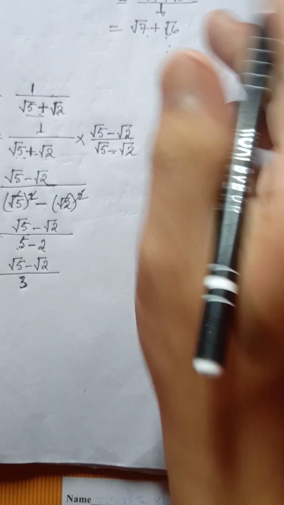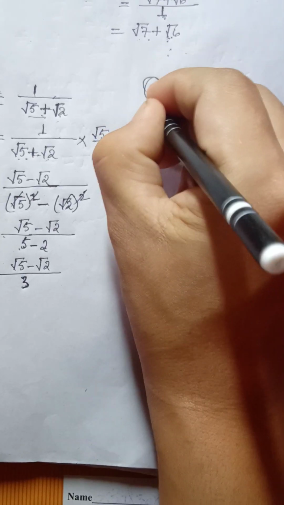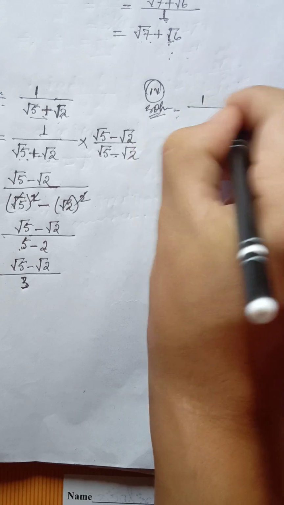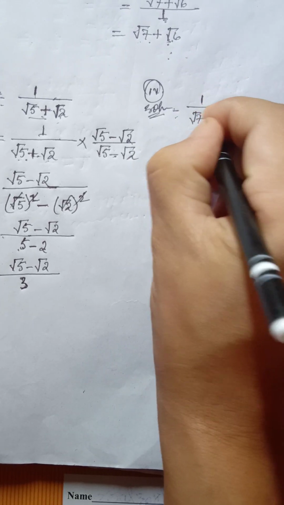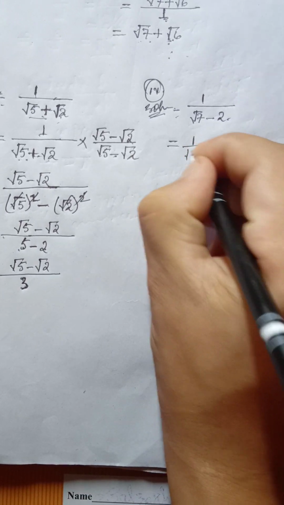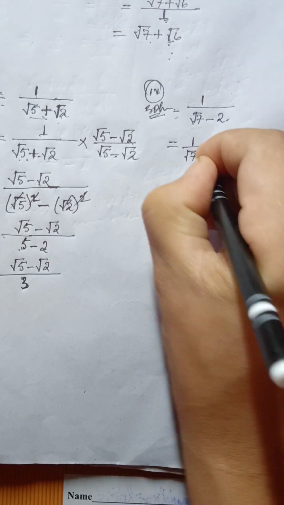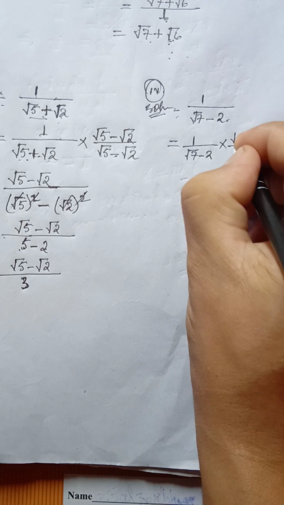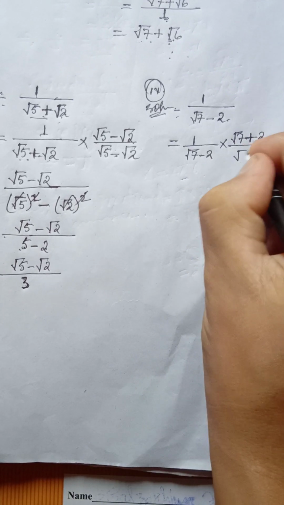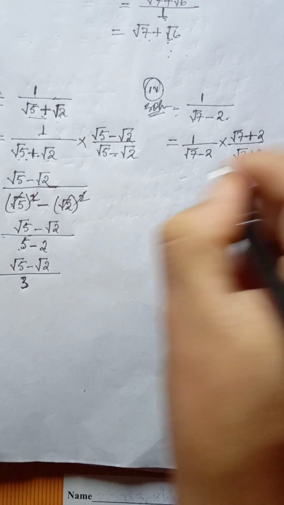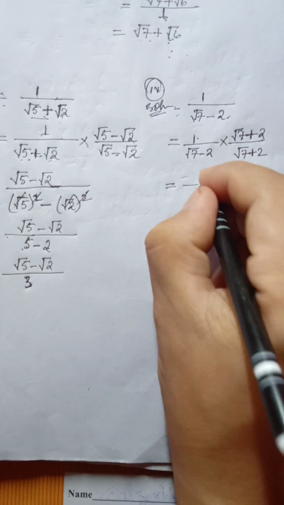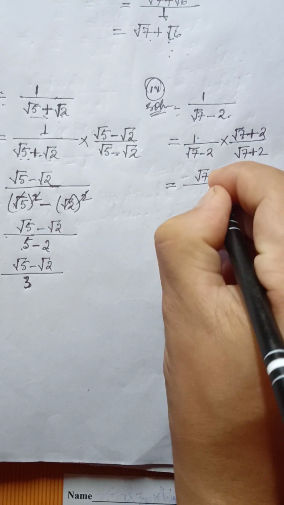What do we have in Roman number 4? Solution. Root 7 minus 2. Let us write it like this, root 7 minus 2. If it is minus, then we have to write plus here. Root 7 plus 2. Just multiply this one and this. Then it will be root 7 plus 2.